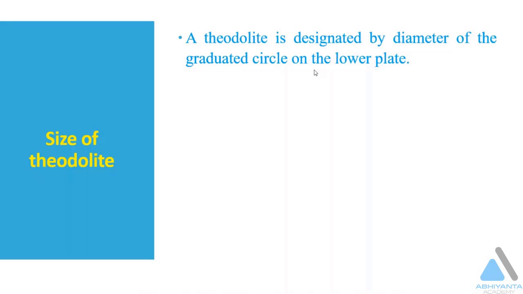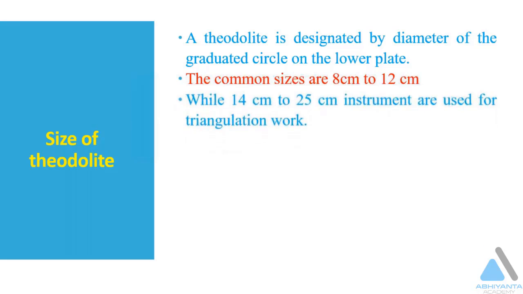A theodolite is designated by the diameter of the graduated circle on the lower plate. Lower plate ઉપરની જે કંઈ પણ graduated circle છે એ circle નો જે કંઈ પણ diameter હોય એ એની size ને identify કરે છે. It identifies the size of a theodolite. The common sizes are 8 cm to 12 cm. Common size છે 8 cm થી લઈને 12 cm સુધી. While 14 cm to 25 cm instruments are used for triangulation work. જ્યારે triangulation survey કરવાનો હોય at that time we are dealing with the higher size diameter.